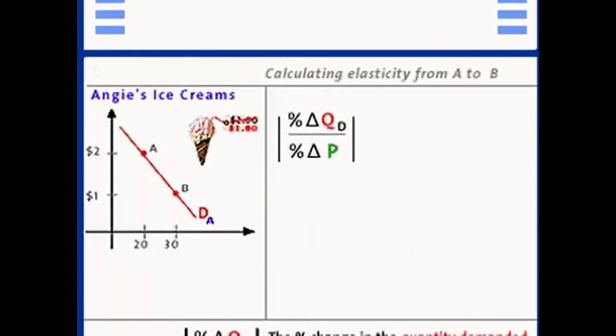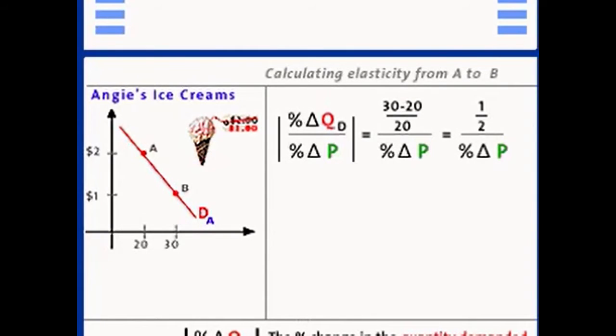Now, let's do those calculations together. The new quantity is 30. Subtract from that the old quantity of 20. That gives you a change in quantity of 10 cones. You want to divide now by the original quantity, which was 20, and that gives you a total change of 10 over 20, or 1/2, a 50% change in quantity demanded.